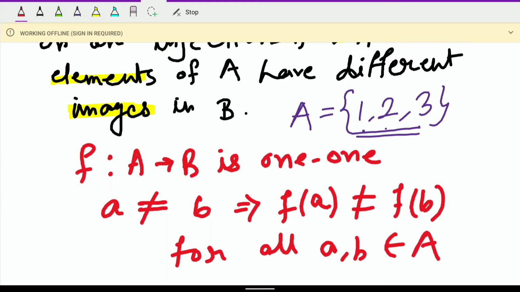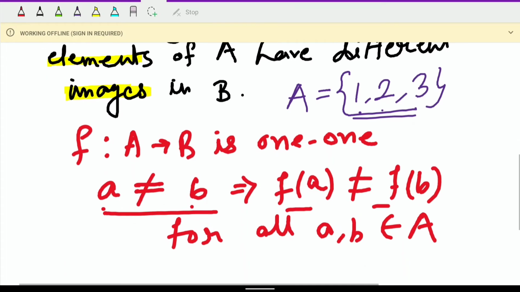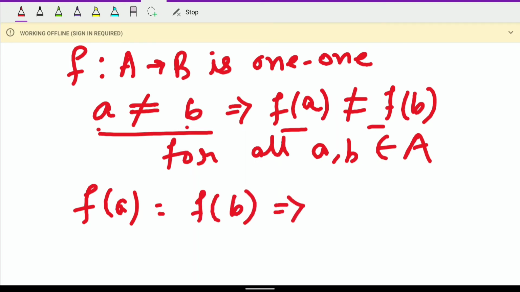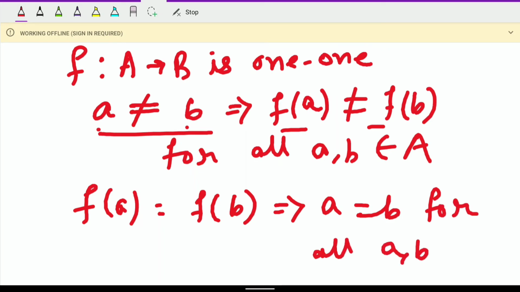That means if a and b are elements of a set, then it is mandatory that if f of a is not equal to f of b, then a is not equal to b, and vice versa. That is, if f of a equals f of b, then a equals b, for all a, b belonging to A. Now let me illustrate.